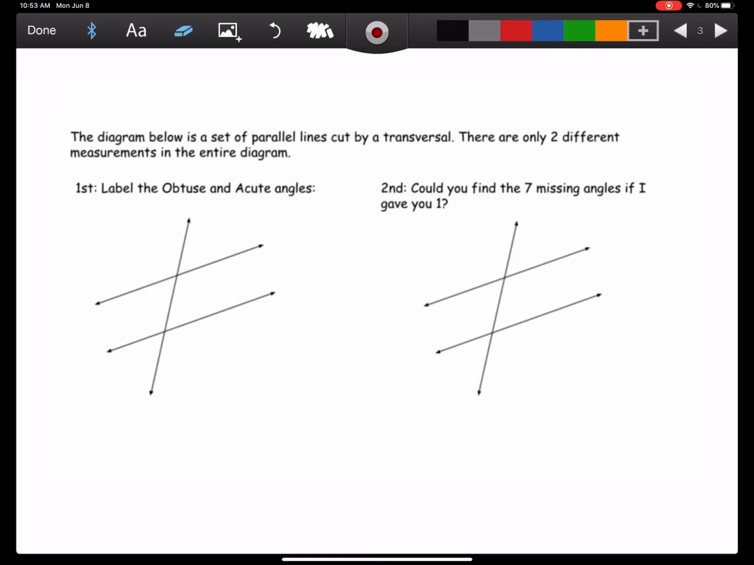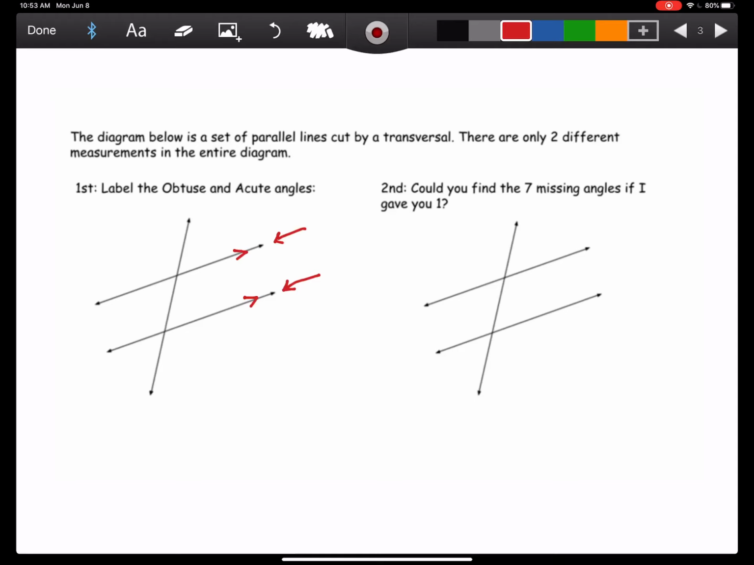All right. So the diagram below is a set of parallel lines. Okay. So who are the parallel lines? Well, this line and this line, they're parallel with each other. They're often shown as parallel lines because they'll have these little symbols on them. Okay?